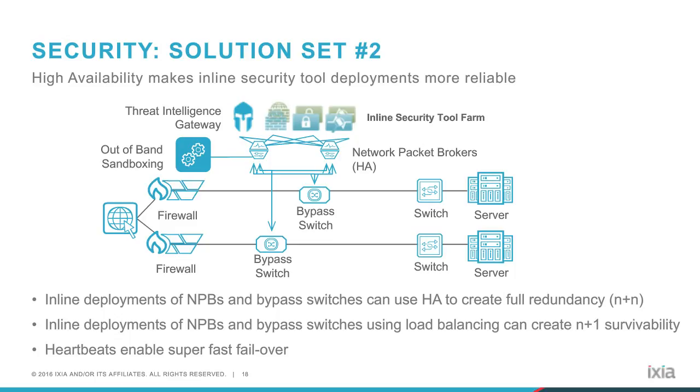The next solution is also an inline solution. In this situation, we are showing you how you can increase network reliability and security by implementing survivability. There are two common options: full redundancy, which is typically achieved with a primary and secondary or standby set of tools, and then what is commonly referred to as N plus one, where you have all the tools connected and functioning with a little bit of extra capacity by one.